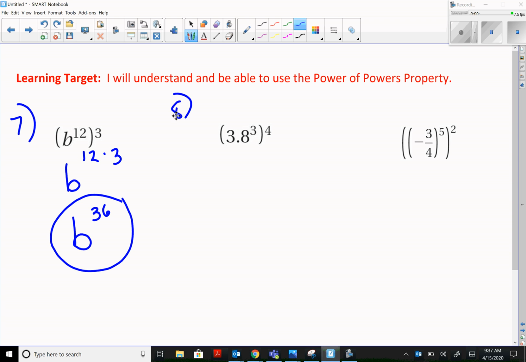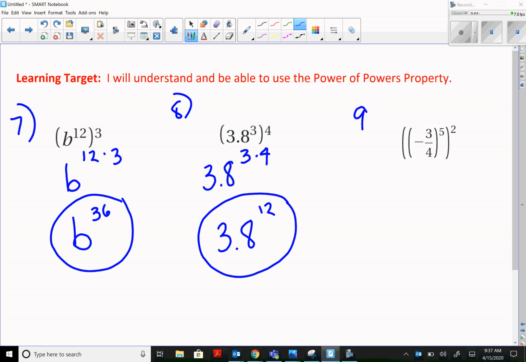Number 8 is 3.8 to the 3rd power. And then separated by parentheses, we have that other exponent of 4. So we're going to use the power of powers property. 3.8 to the power of 3 times 4. And 3 times 4 is 12. So I get 3.8 to the 12th power.